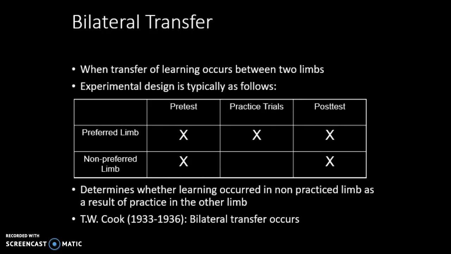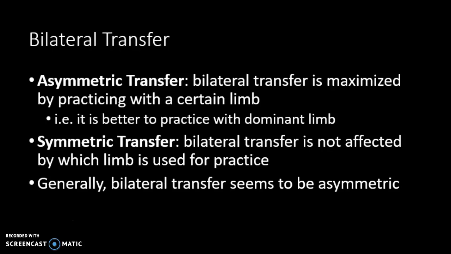We can also look at bilateral transfer, so we're taking transfer to another level. When transfer learning occurs between two limbs, we usually look at determining whether there's learning in a non-practice limb as a result of practice in the other limb. So we'll look at a pre-test, preferred and non-preferred, then practice with the preferred limb, and then look at a post-test in both limbs.